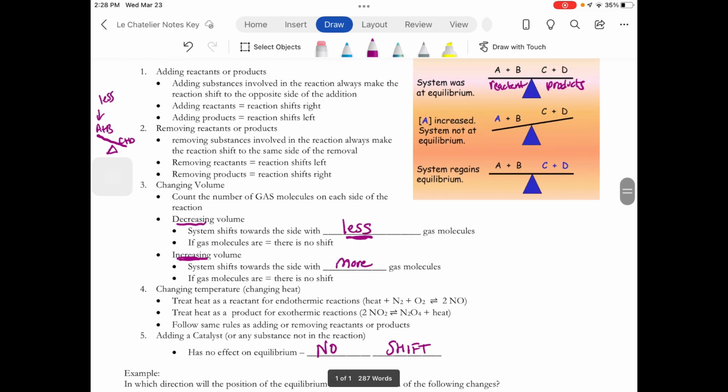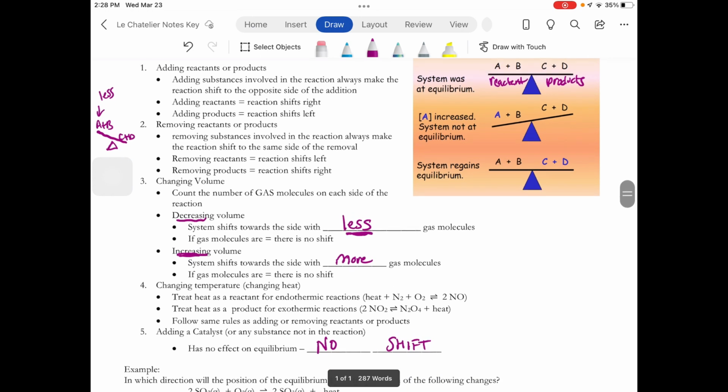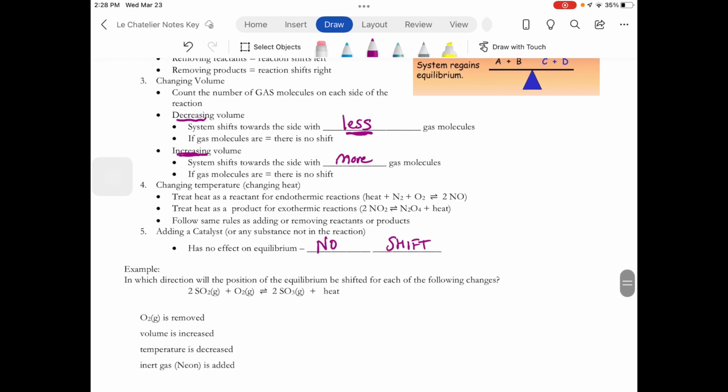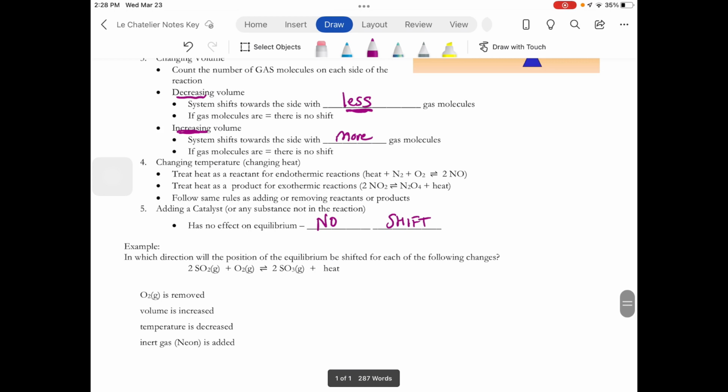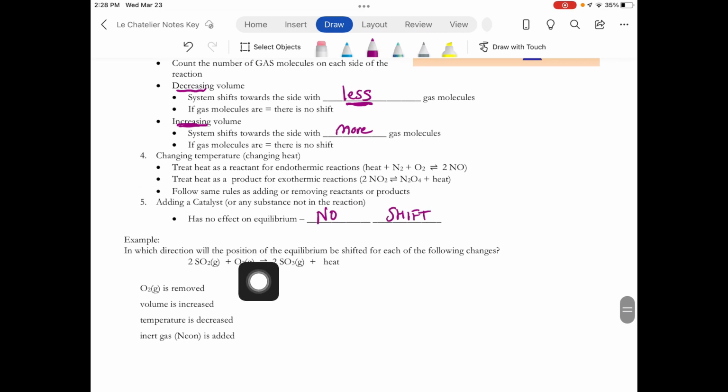I know that was a lot, so we're going to practice. If you think you kind of got this, pause and see if you can do it on your own. Otherwise, we're going to practice this together. In which direction will the position of the equilibrium be shifted for each of the following changes? The first one is O2 being removed.